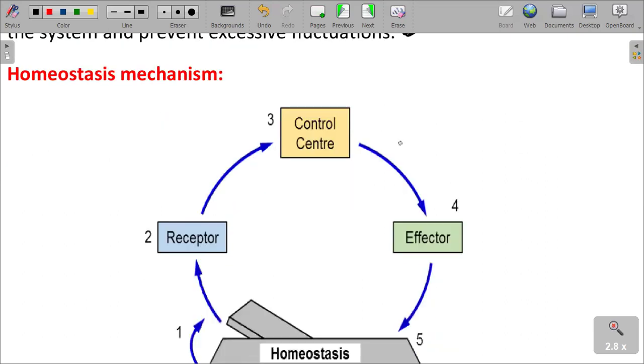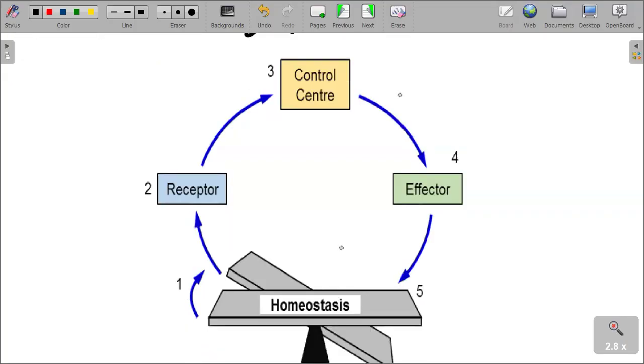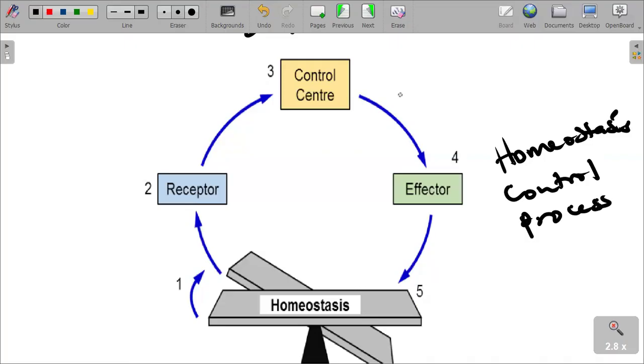So let's look at this homeostasis mechanism. How does the homeostasis mechanism work? So here is the homeostasis that we are talking about. We have the receptor, we have the control center, and then we have the effector. This is basically a flow of communication, a flow of coordination that takes place in terms of homeostasis control. We are saying this is the homeostasis control process that we are seeing here.